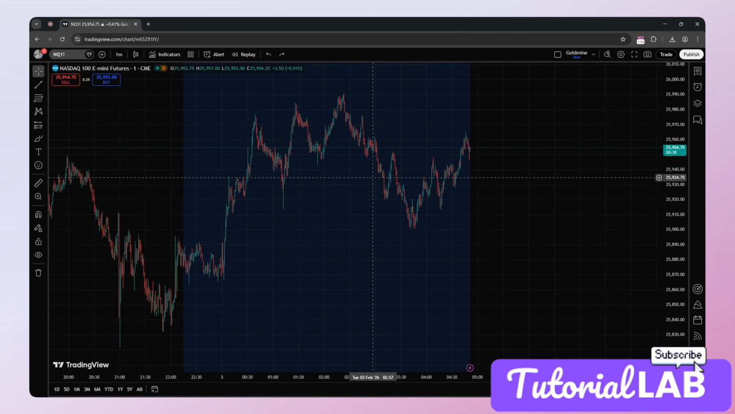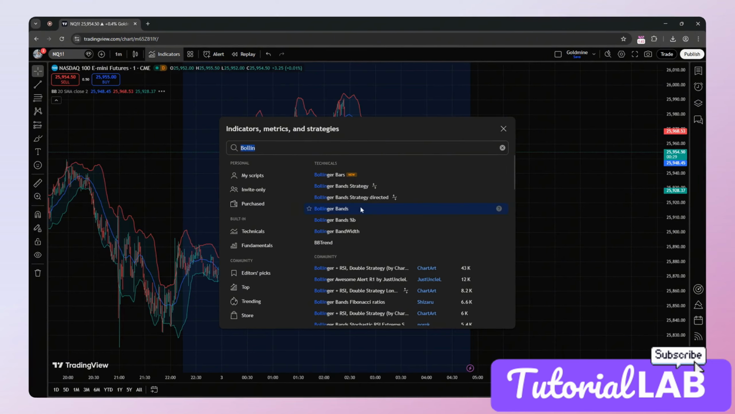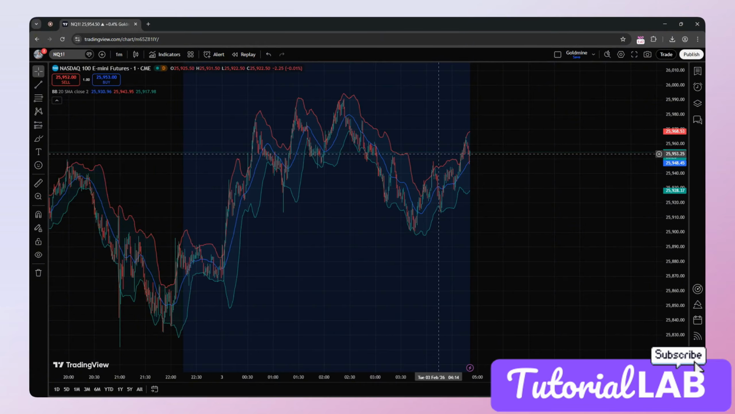For volatility-based entries, Tradingview offers Bollinger Bands. When the price bounces off the lower band, it can indicate a potential entry. When the price hits the upper band, it can suggest an exit or profit-taking zone. Bollinger Bands also help us see if the market is consolidating or trending.